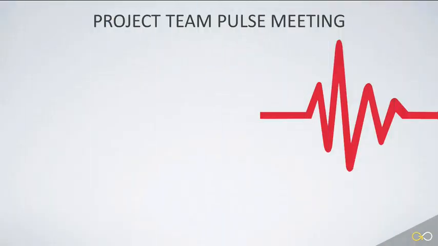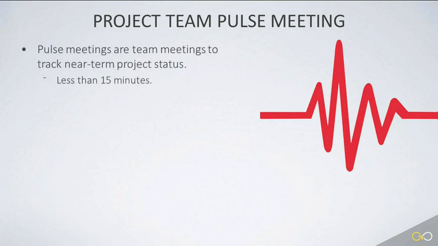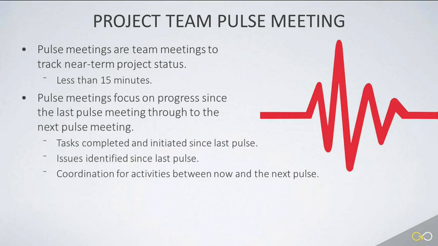I'm going to start with the Project Pulse meeting. Pulse meetings are quick meetings to track the near-term progress on a project. I've said that they are less than 15 minutes, and I have found that they're often less than 10 minutes if managed well. The focus in the Pulse meeting is what has happened since the last Pulse. The team does not need to review the project goals or review the entire plan from day one to day last, just what has happened since the last meeting.